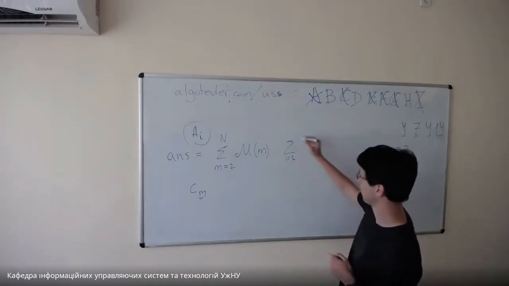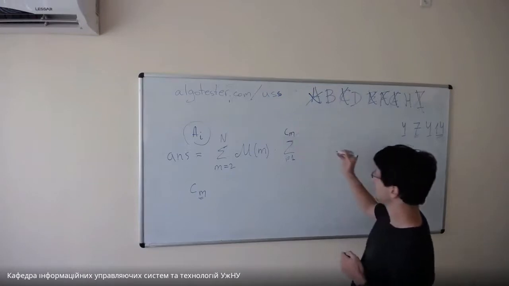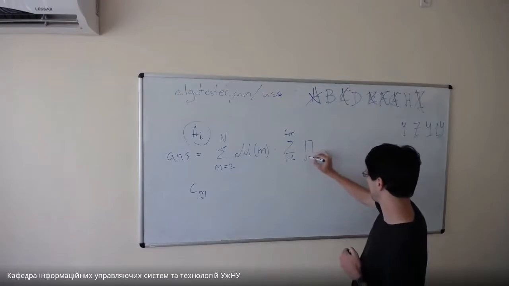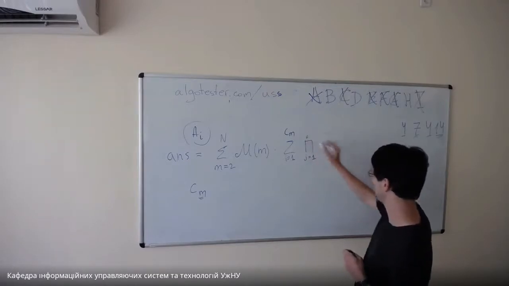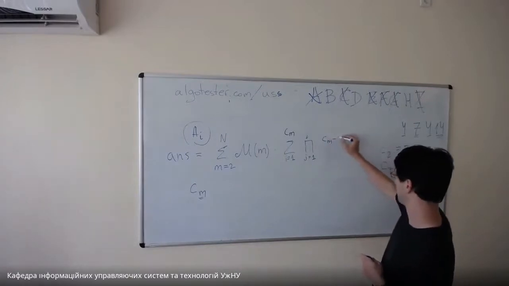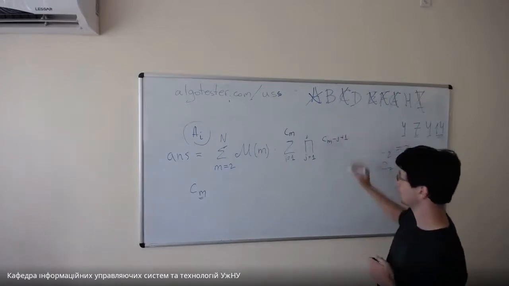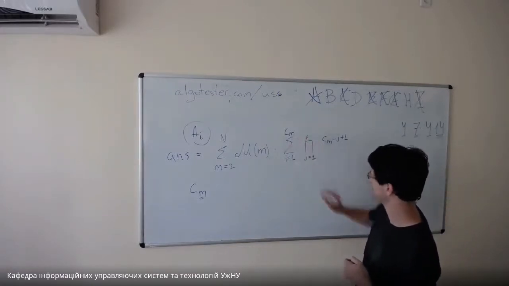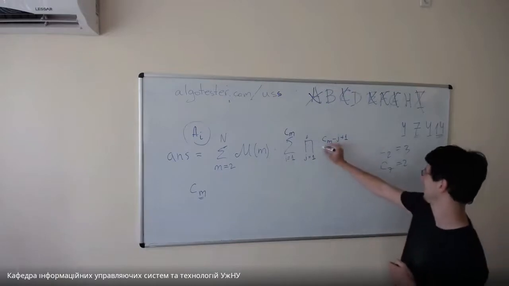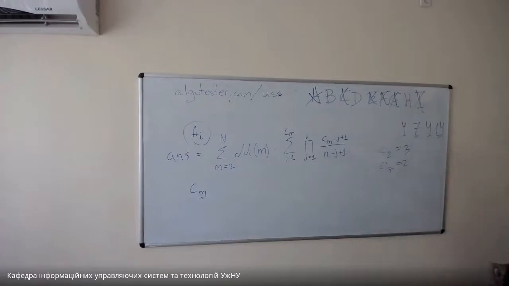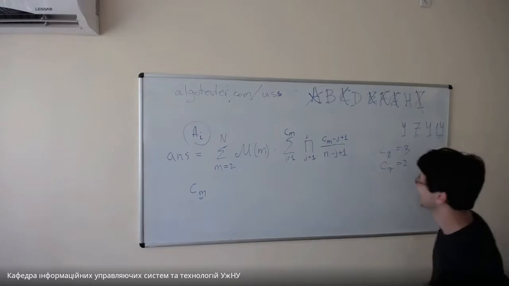Sum over i from 1 to C of m, product over j from 1 to i of C of m minus j, divided by n minus j plus something. Something like that. Okay. Why is this true?